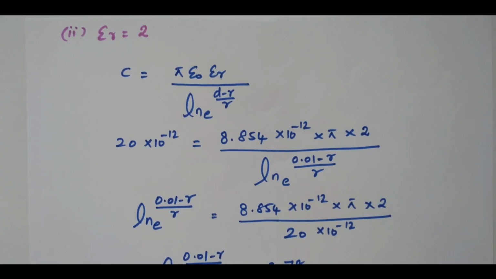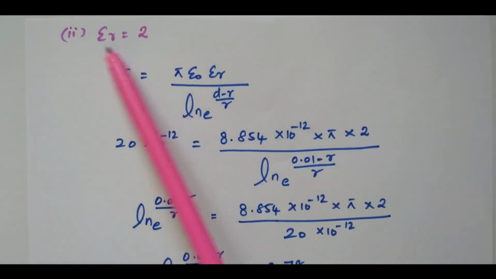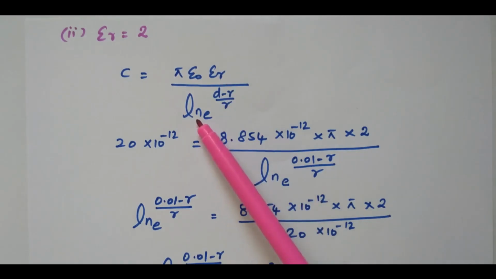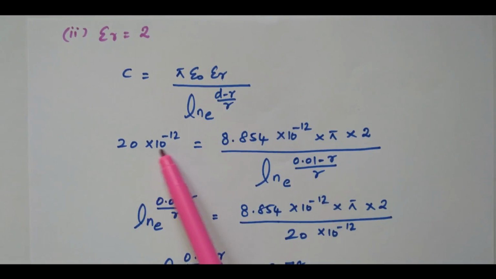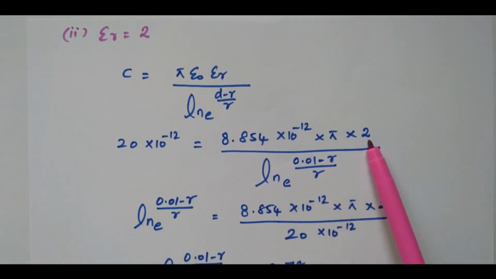Now we'll go to the second condition, epsilon R equal to 2. Same problem, only we substitute epsilon R equal to 2 for sea water. C equal to pi epsilon naught epsilon R divided by log to the base e of (d minus R) by R. The C value is substituted, epsilon naught is substituted, pi, epsilon R equal to 2, log to the base e of (0.01 minus R) by R.